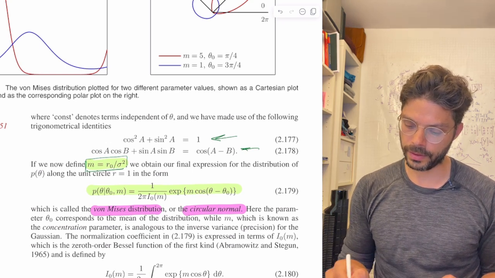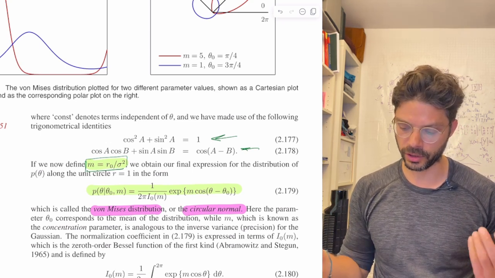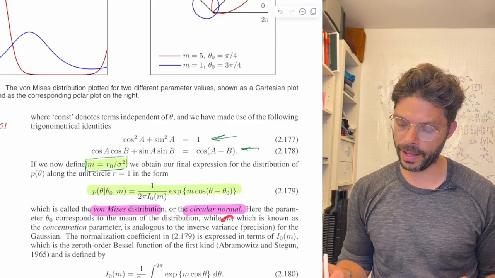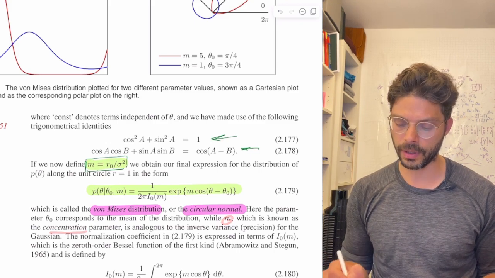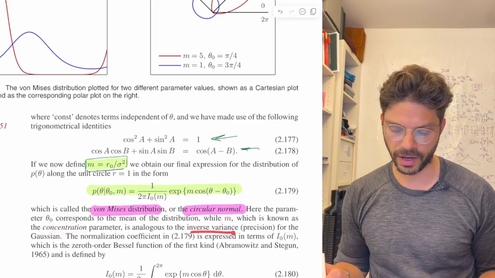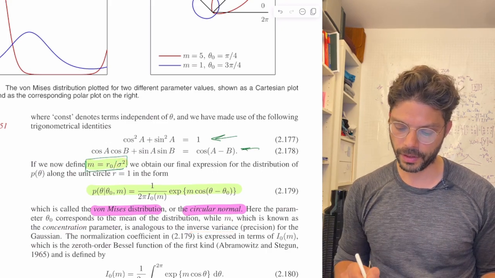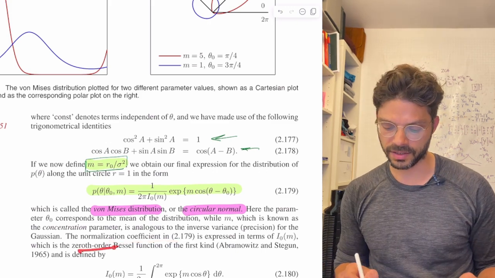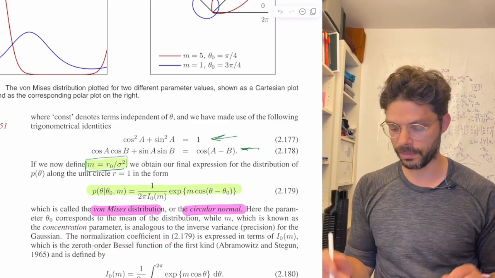So we just call it the von Mises distribution or the circular normal. Here the parameter theta naught corresponds to the mean of the distribution, while m, which is known as the concentration parameter, is analogous to the inverse variance, right? The normalization coefficient is expressed in terms of I naught m, which is the 0th order Bessel function, which you might know from physics.